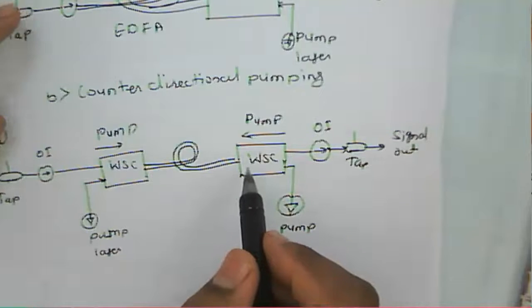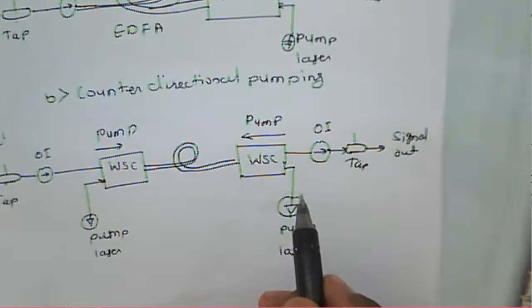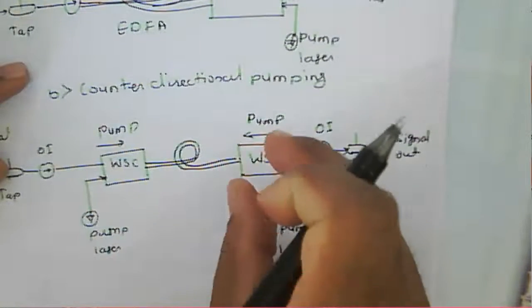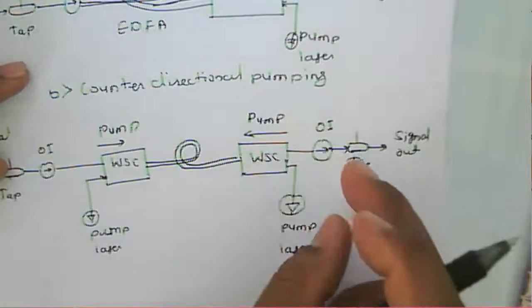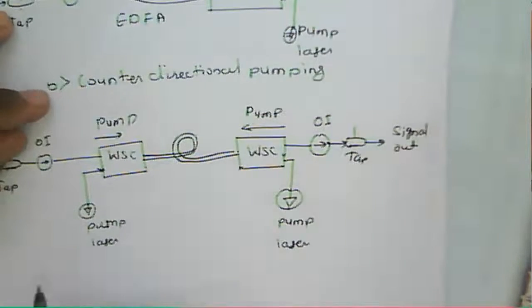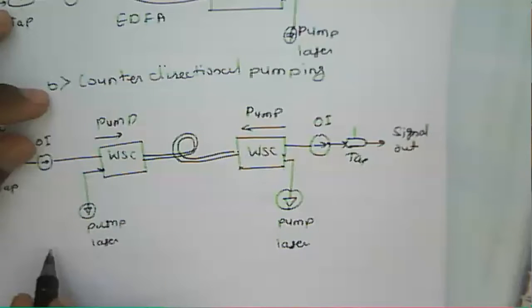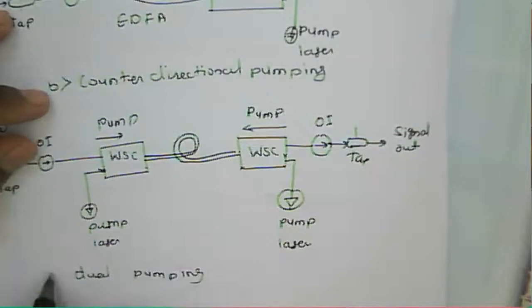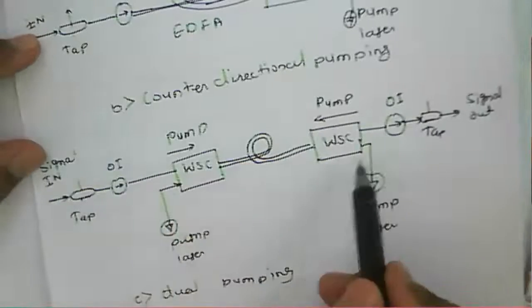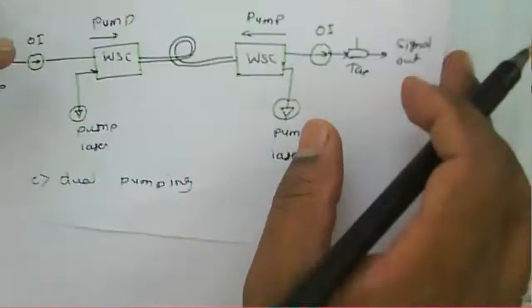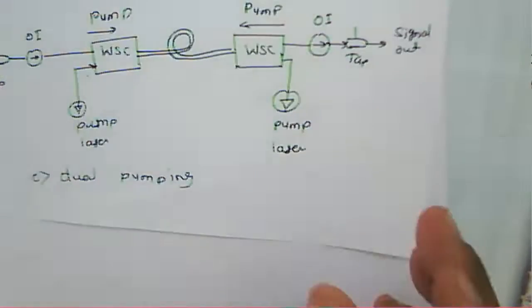So in this case, you see that both pumpings are used, that is, the counter direction as well as the co-directional. So it is about a wavelength selecting coupler or wavelength selecting device. It will work only for the specific wavelength. You can say that this is a dual pumping, okay, which means pumping takes place in both ways, co-directional as well as counter directional. So that will be useful to increase the gain of the amplifier.